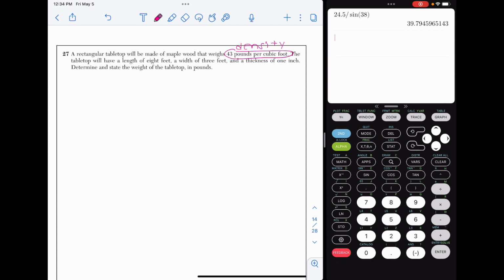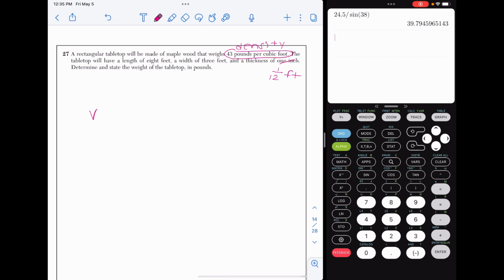Anytime you see a question that has something to do with a 3-dimensional shape, particularly volume questions in this case, or density questions, check the units. So I see cubic feet, 8 feet, 3 feet, but then I see 1 inch. We need all of our units to match, so I'm going to change this to 1/12 of a foot.